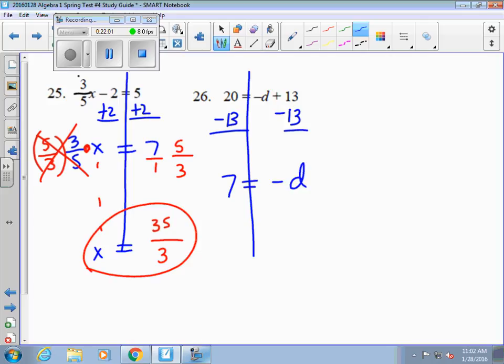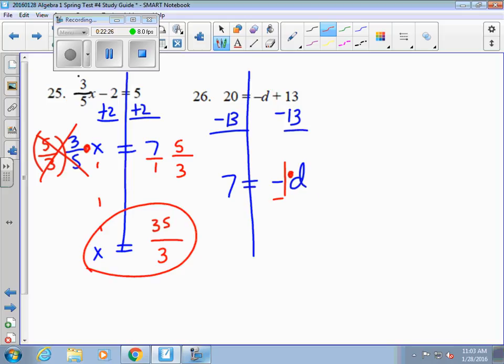Now, some people still struggle with this because they see that negative d. They don't know what to do with it. They think they got to add d because it says minus d. If you wanted to bring d over to that side, you would do that. But this is the same thing. If you need to write it in, do it. This is the same thing as negative 1 times d. Had there been the number there, nobody would struggle with it. They would know just to divide by it. If you need to, write in the negative 1.